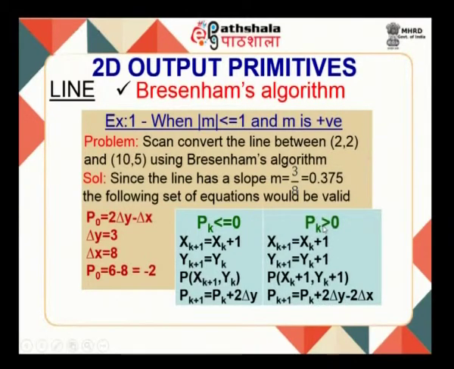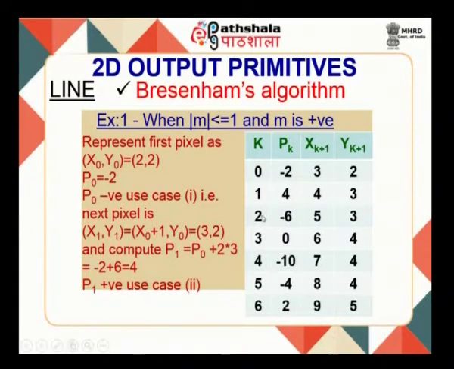If you continue further like this, that is, compute the next decision parameter using this equation, because we got a case greater than 0, p k plus 1, which is p 2, is equal to p 1 plus 2 delta y minus 2 delta x. That is how you should be calculating the next decision parameter. When you compute, you will get the value minus 6, and the next x value is 5, but the next y value, because this p k is negative, is same as the previous y.